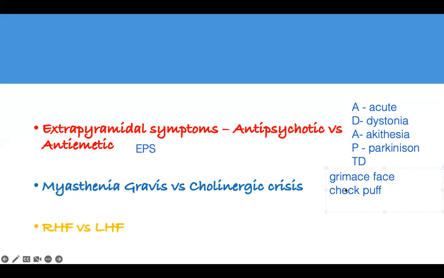So if I see an antipsychotic patient and they're doing this, I know it's extrapyramidal side effect. If somebody is on an antiemetic and he's doing that, it's the same thing. And guess what? The treatment is the same thing. Benztropine. That's what you give them so that they can stop doing that, or stop the medication. But you see two different classes of medication having the same symptoms.